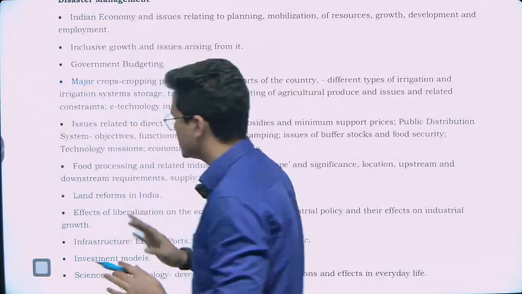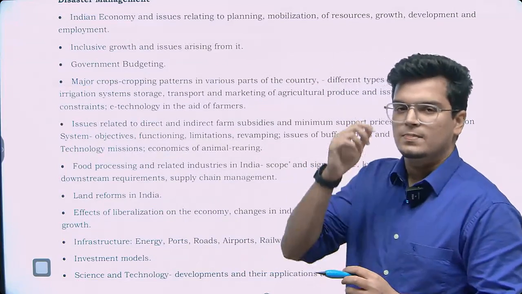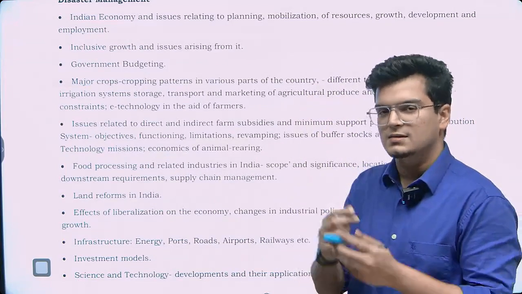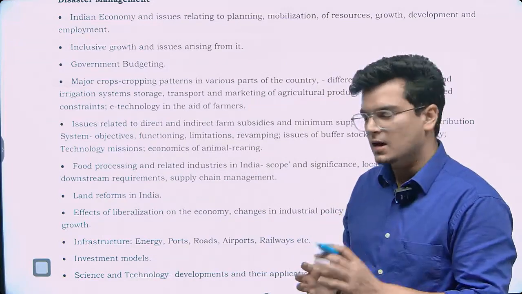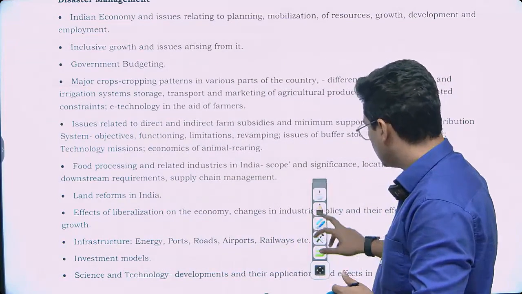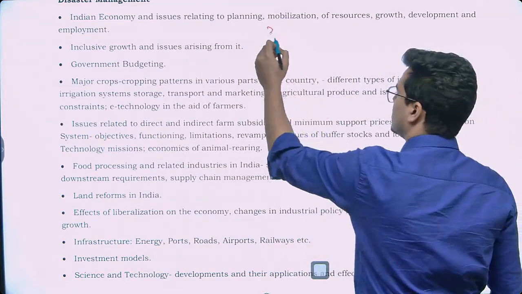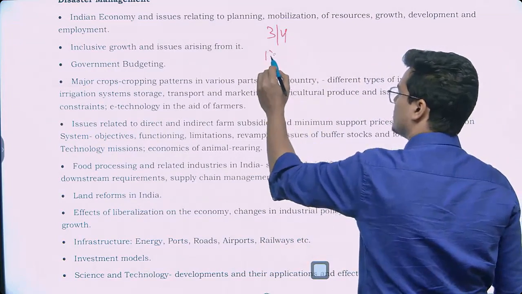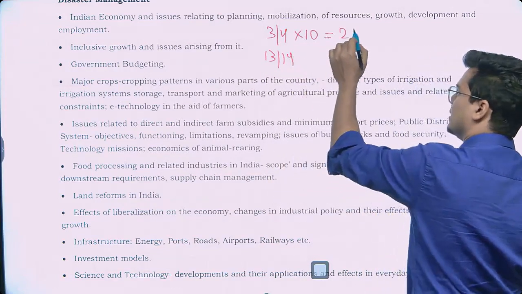Now in any GS3 paper, question numbers 3, 4, which are 10 markers, and question numbers 13 and 14, which are 15 markers, are part of agriculture, right? So agriculture generally in the GS3 paper will have 4 questions: question number 3, question number 4, question number 13 and question number 14. Now these are 10 marks each, so this is 20 marks.